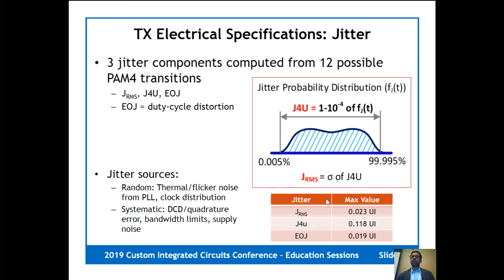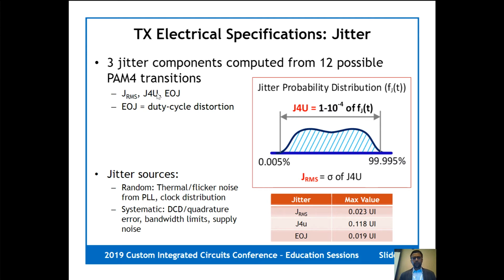The other important transmitter specification is the jitter. To some extent, the jitter spec has been simplified from past generations. Now there are just 3 components of jitter: the RMS jitter, what's called J4U, and the even-odd jitter, which is actually just unicycle distortion.